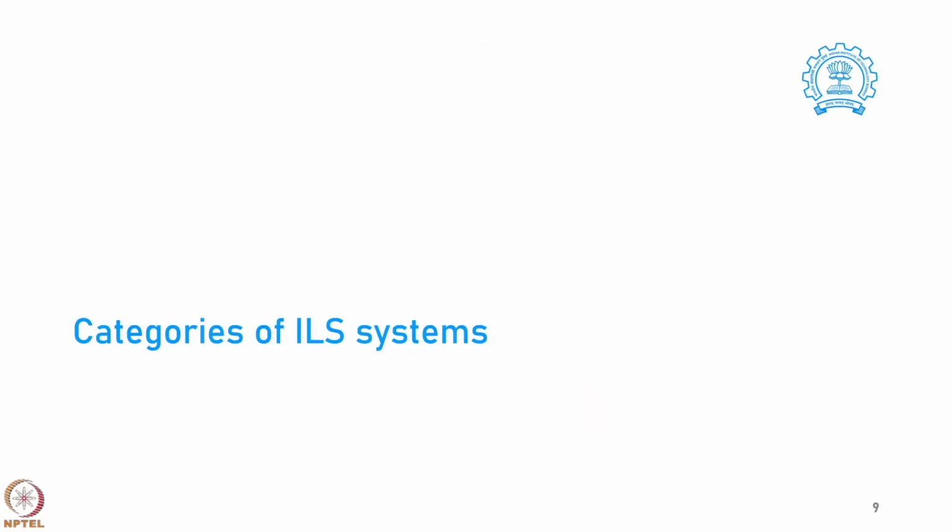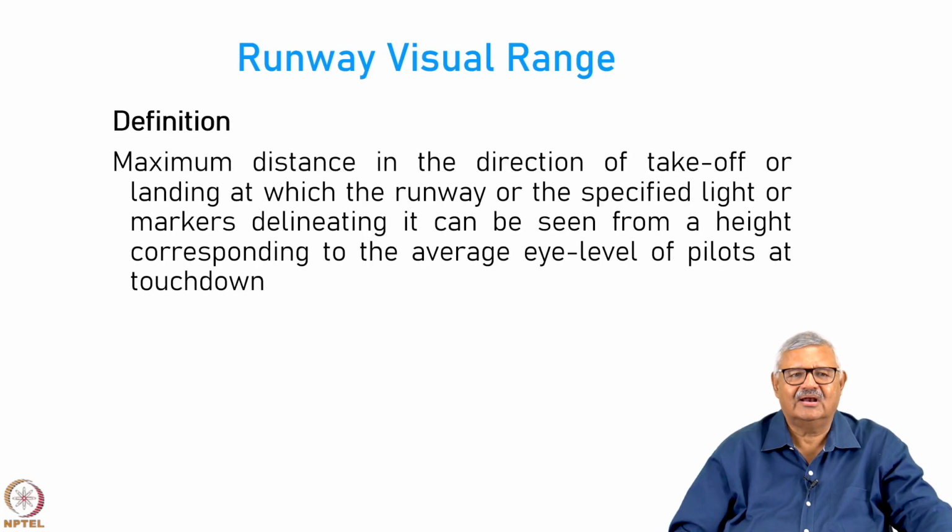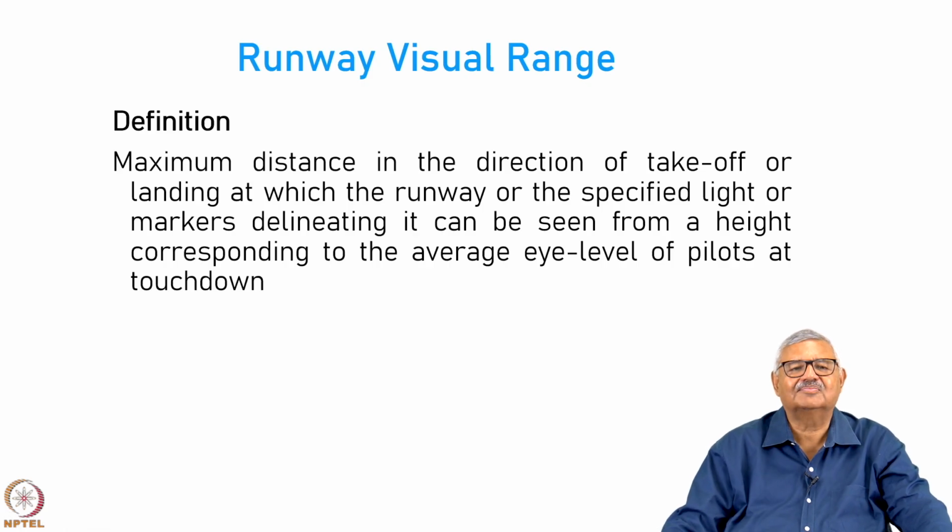Let us look at the categories of the ILS system. Before we define the categories, we need to understand the parameter which is used to identify the categories, and that parameter is the RVR, or the runway visual range. Definition: the runway visual range is the maximum distance in the direction of the takeoff or landing at which the runway or the specified light or markers delineating it can be seen from a height corresponding to the average eye level of pilots at touchdown.